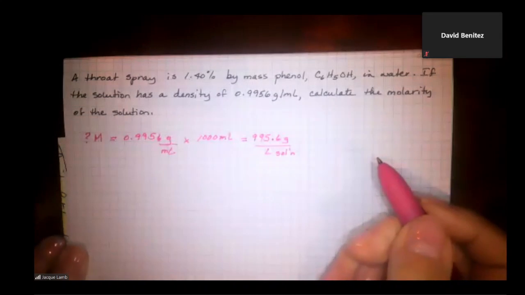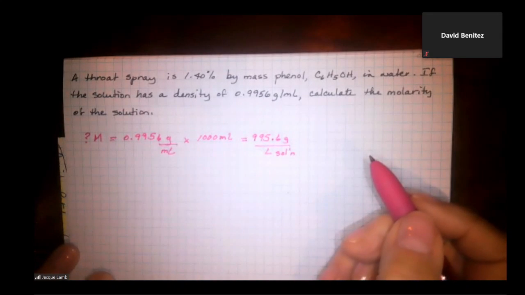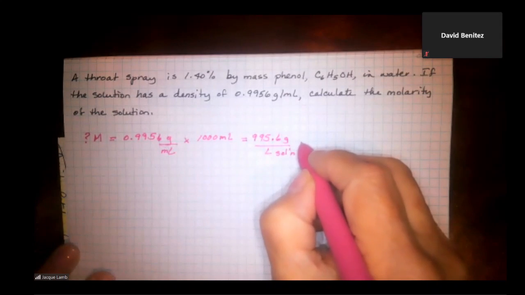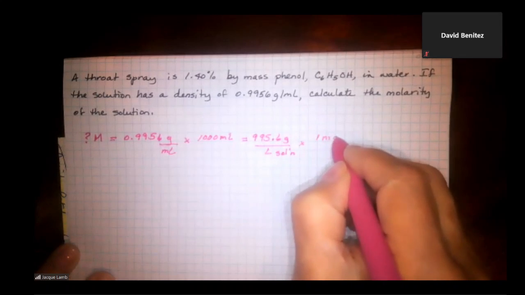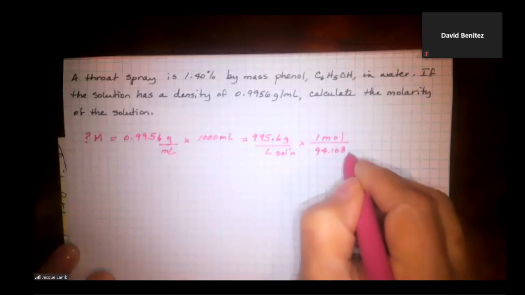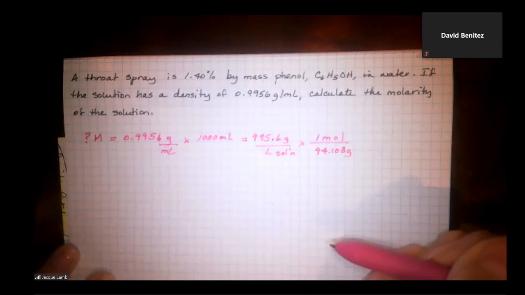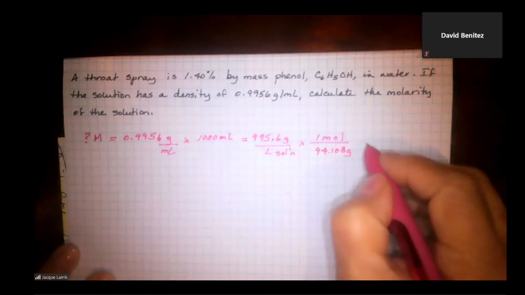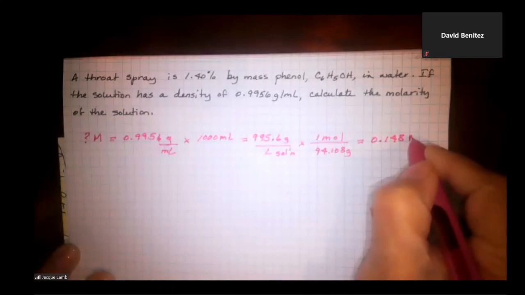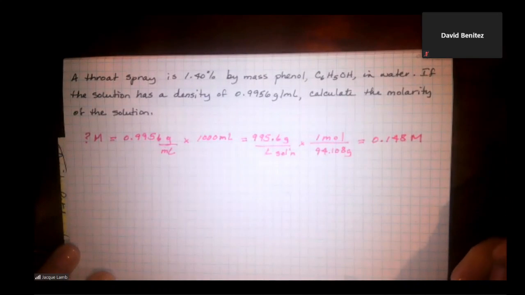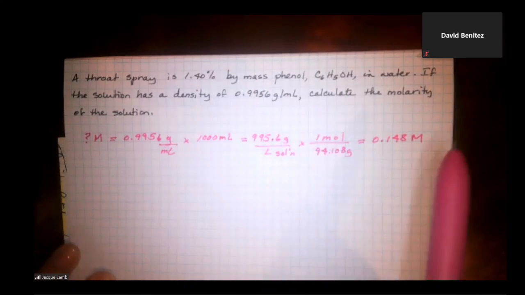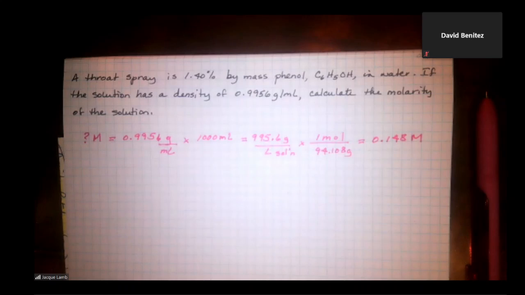Now I have to figure out what the moles is, I'm sorry. And I have to multiply that by 1 mole is 94.108 grams. You can check my math, but that's the molar mass of phenol. And I'm going to find out that that is 0.148 molar. Okay, so if you're going from mass to moles, we need the molar mass. You're going to probably need density somewhere in there.